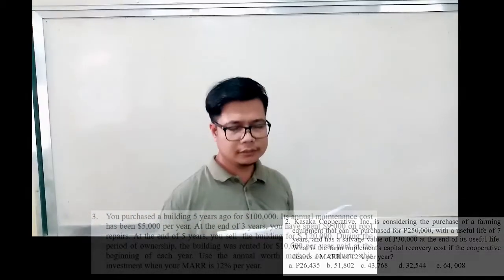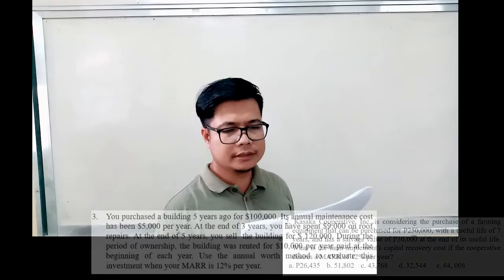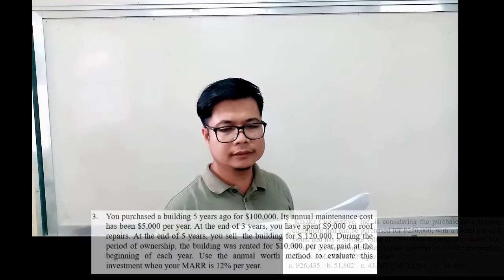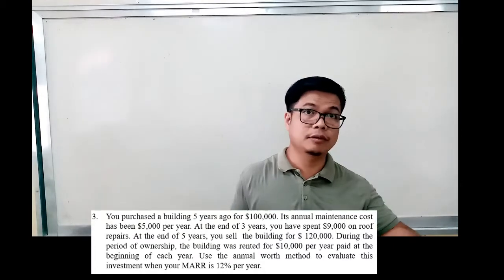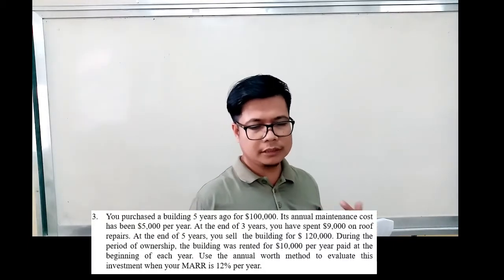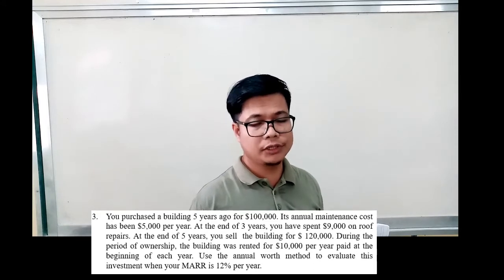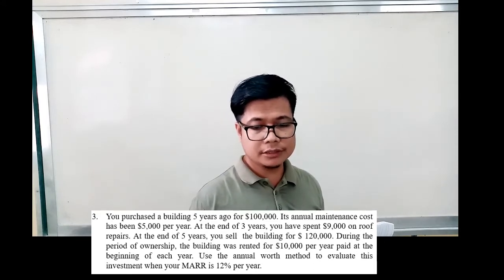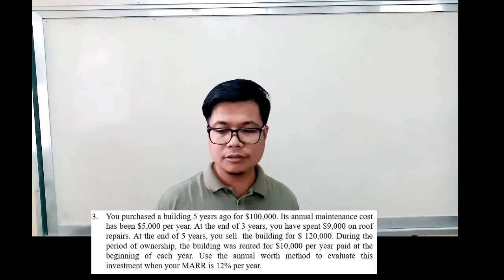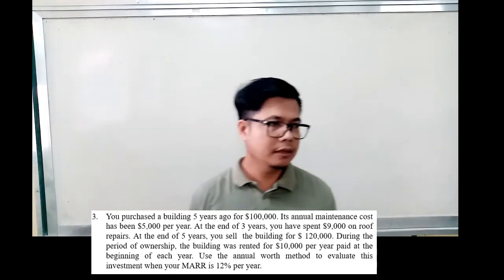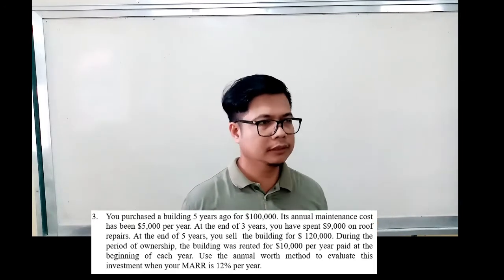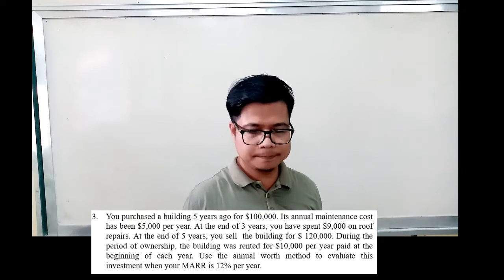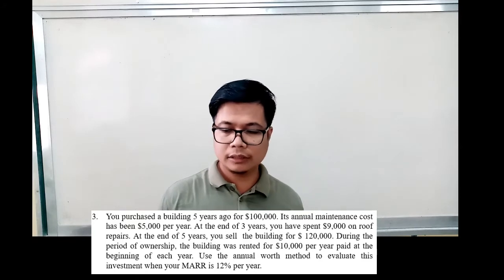Okay, number 3, problem. You purchased a building 5 years ago for $100,000. Its annual maintenance cost, so meron na siyang annual maintenance cost, ano, has been $5,000 per year. At the end of 3 years, you have spent $9,000 on roof repair. So, may sumingit, ano, na isang expenses, at the end of 3 years. At the end of 5 years, you sell the building at $120,000.